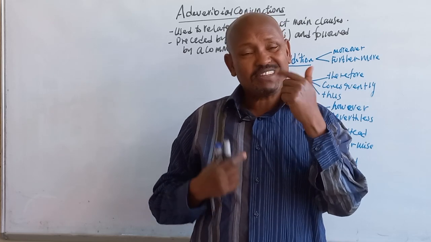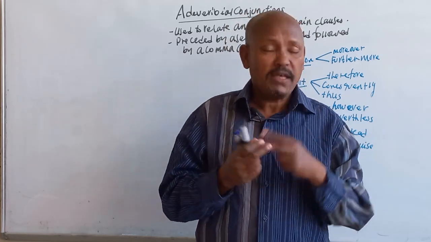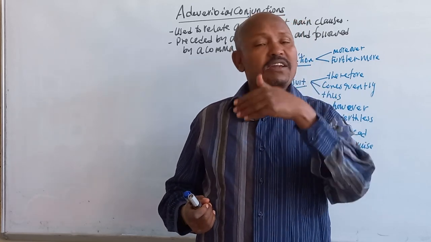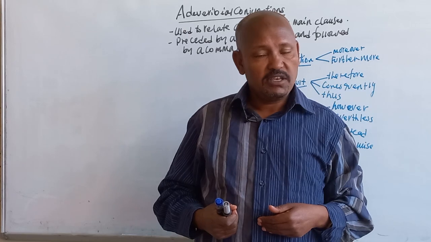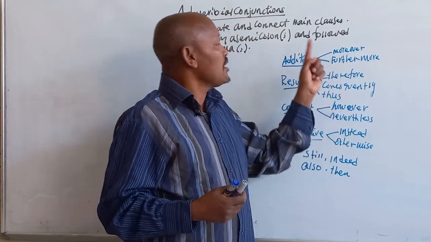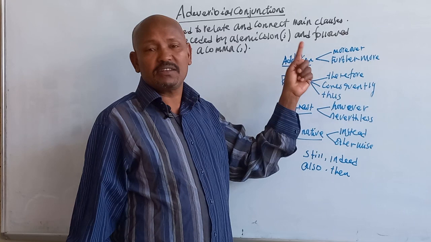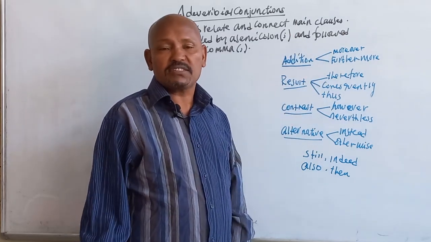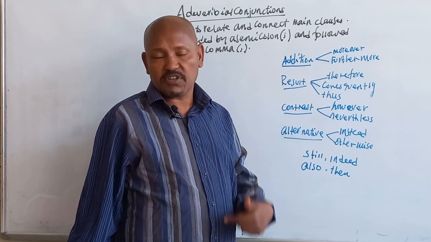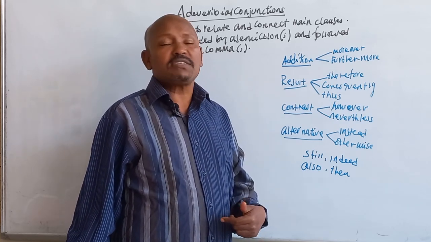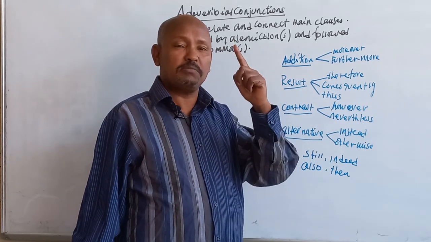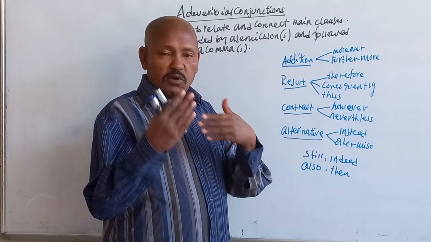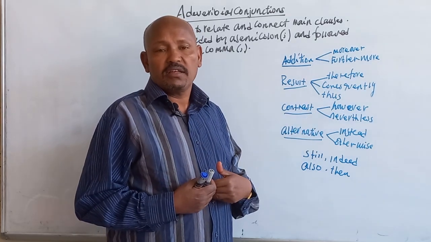That is the second difference. The third difference, how adverbial conjunction is different from the rest of the conjunctions: most of the adverbial conjunctions are preceded by a semicolon and followed by a comma. We cannot use this kind of punctuation under subordinating conjunction, correlative conjunction or coordinating conjunction, right?